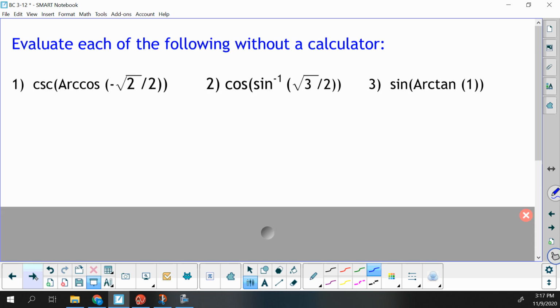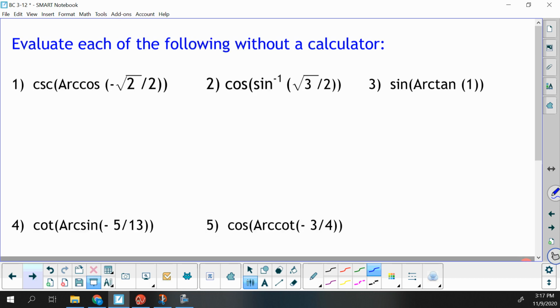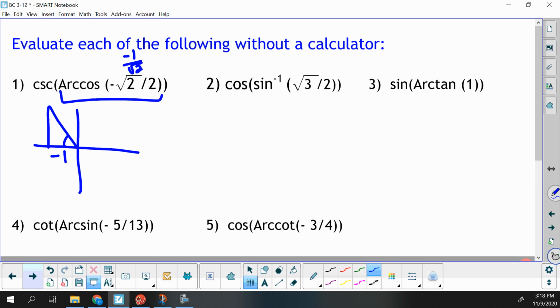All right, going down to the bottom. Cosecant of arc cos negative radical 2 over 2. So we're going to start out with the inside, and that's going to tell us where to set up our triangle. A negative cos is second quadrant. This really, before it's rationalized, was -1 over square root of 2. So we've got our adjacent, and we've got our hypotenuse. Either using a special right triangle or Pythagorean theorem, we can get that other side.